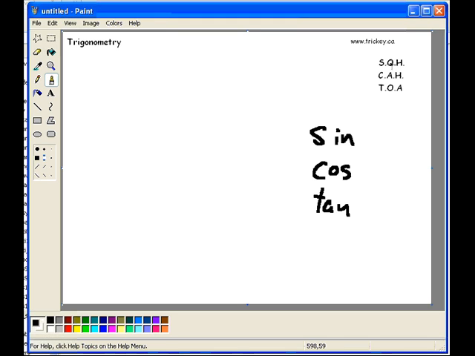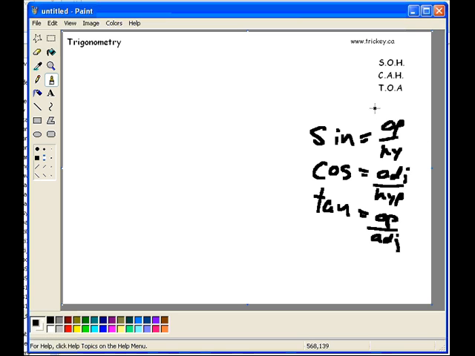So sine equals opposite over hypotenuse. Cosine equals adjacent over hypotenuse. And tangent equals opposite over adjacent. Now, you may be asking yourself, what the heck is an opposite and an adjacent? You may know what a hypotenuse is, so let's go over and label them again here.